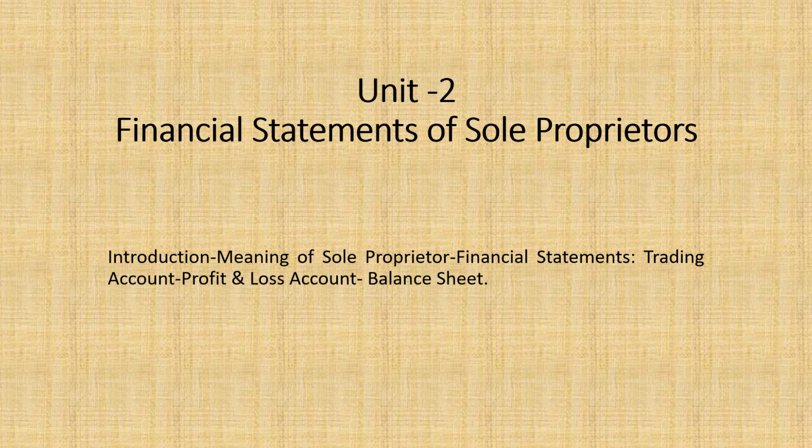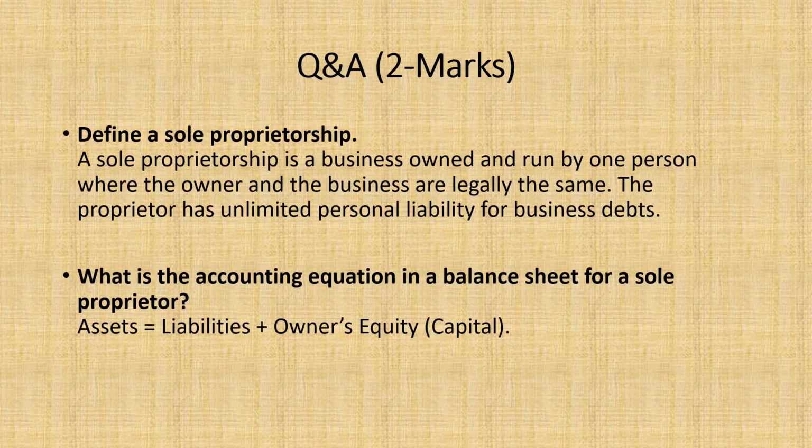Unit 2, Financial Statement of Sole Proprietors. In this unit, the topics covered are introduction, meaning of sole proprietor, financial statements, trading account, profit and loss account, and balance sheet. Questions and answers. Define a sole proprietor. A sole proprietor is a business owned and run by one person, where the owner and the business are legally the same. The proprietor has unlimited personal liability for business debts.